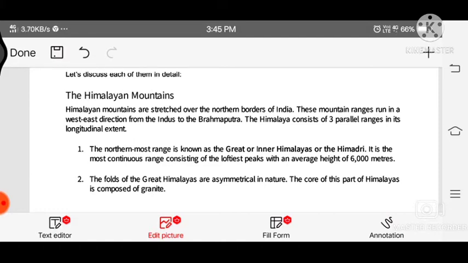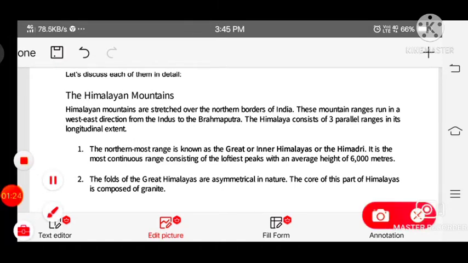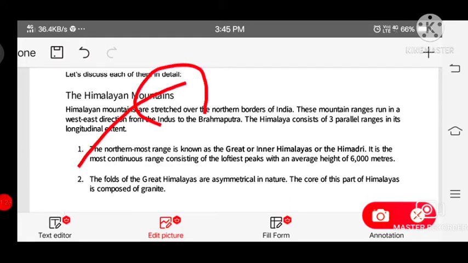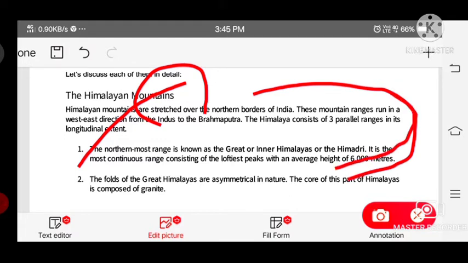From the Indus to the Brahmaputra. It means the Indus goes through Kashmir, and the Brahmaputra comes from Arunachal Pradesh. So Indus to Brahmaputra means Kashmir to Arunachal Pradesh.